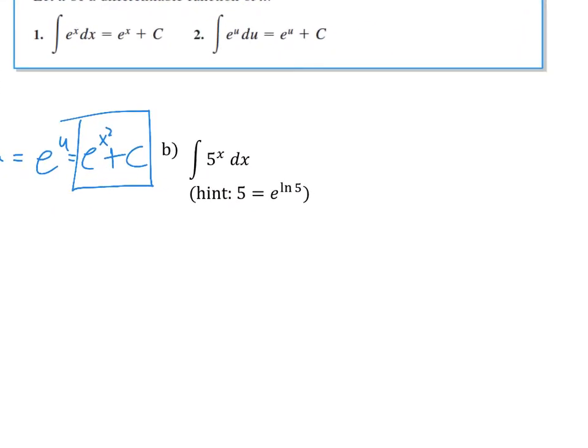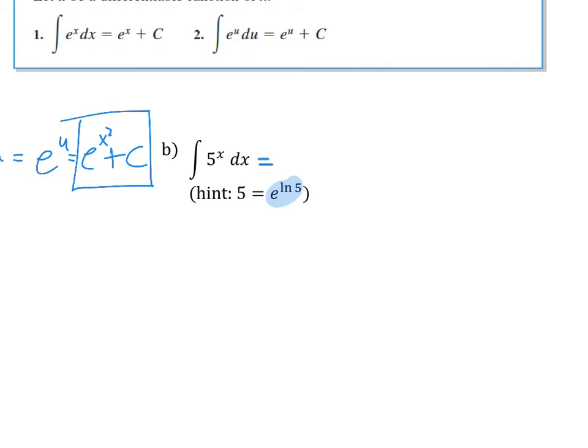Okay? Well, what about the integral of 5 to the x? Well, we've got this conversion here, okay? 5 is e to the natural log of 5, okay? If you remember what this means, these kind of cancel each other out. That's why it equals 5, all right? Natural log of 5 is the exponent you put on e to make it 5. Another way to think of it there.